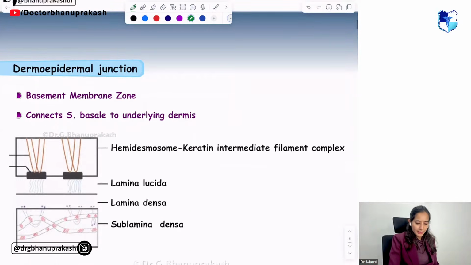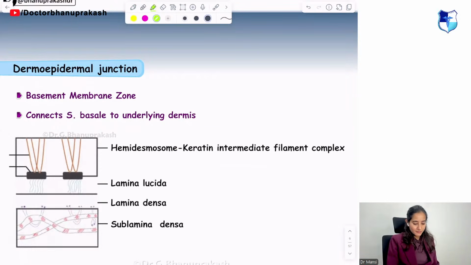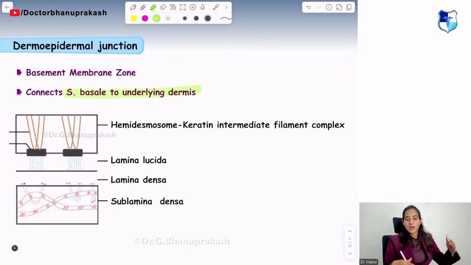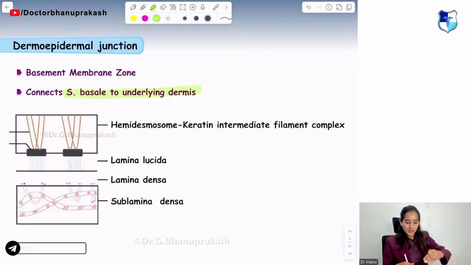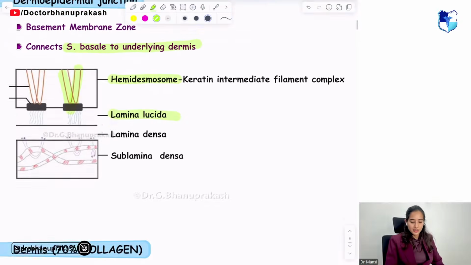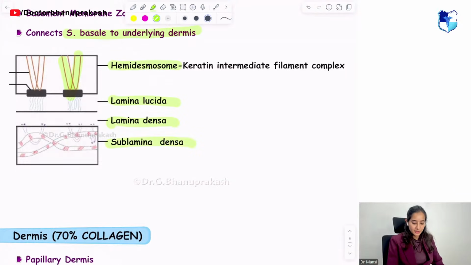Then the dermo-epidermal junction. You just have to have some basic idea of it for the last few days before the exam. It connects your stratum basal to the underlying dermis. As we discussed, we have the epidermis, then the dermis, and the dermo-epidermal junction is the junction between those places. Here is the hemidesmosome with keratin filaments. You can see the keratin intermediate filaments. These are connected. Then we have the lamina lucida, then the lamina densa and the sublamina densa.